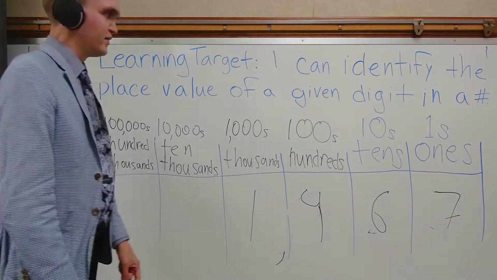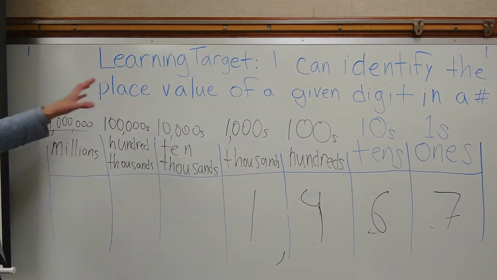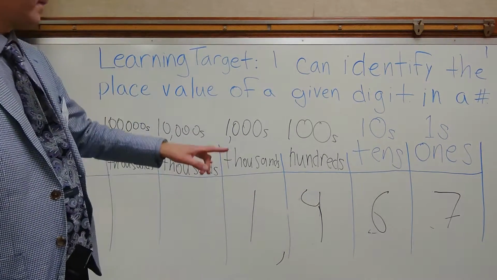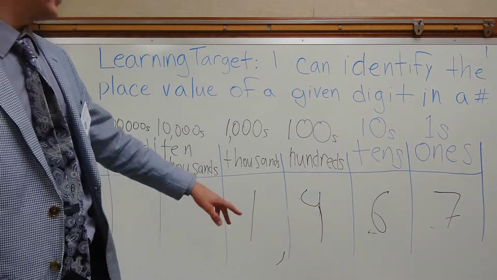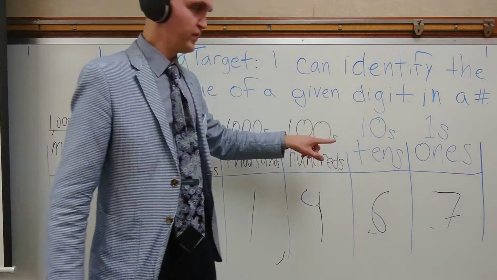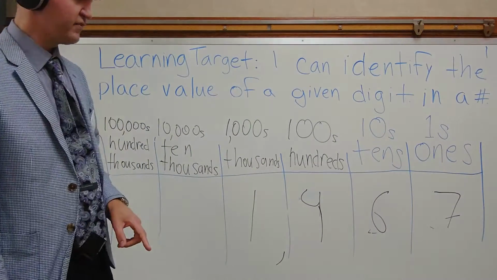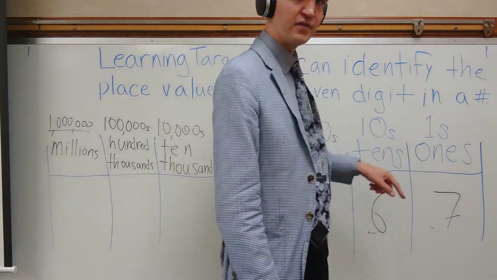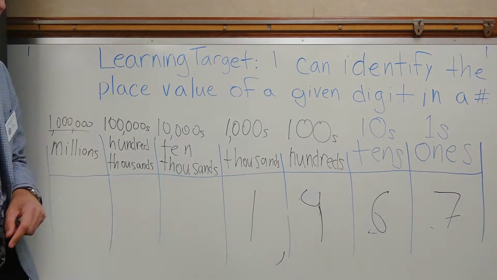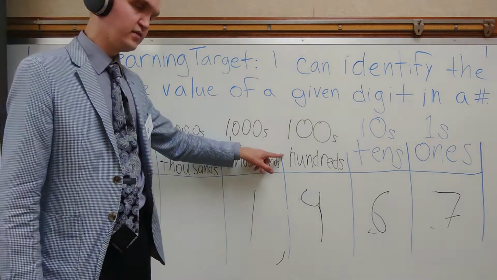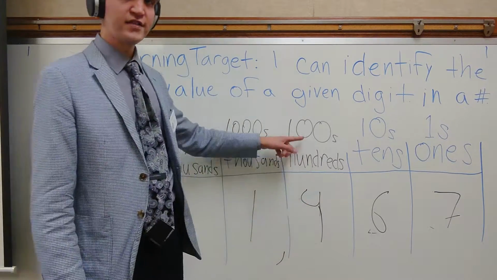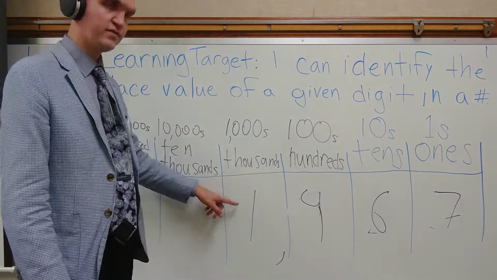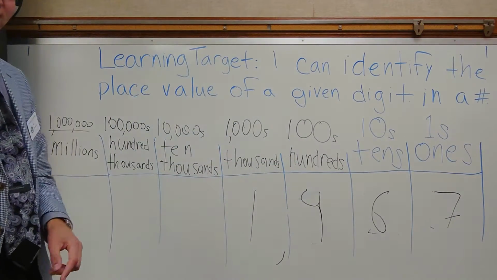67. So how I want to identify the place value of a given digit in a number, I can use this place value chart to help me. The place value of any of these is just the name that I gave it up here. The place value of the 7 is in the ones place. The place value of the 4 is in the hundreds place. The place value of the 6 is in the tens place. And the place value of the 1 is in the thousands place.